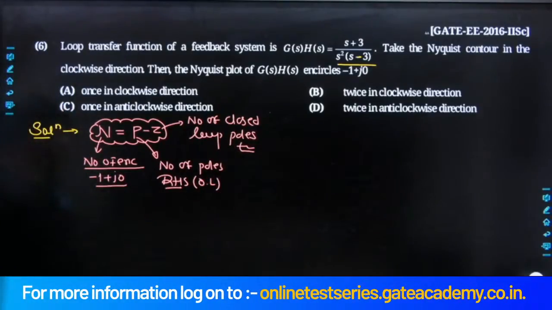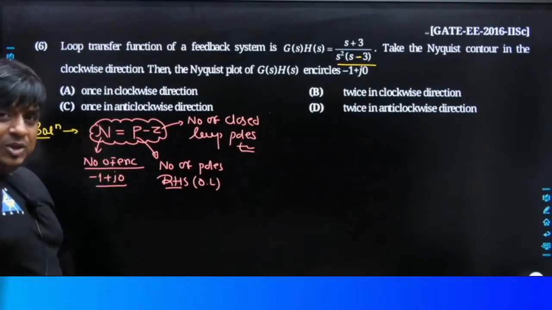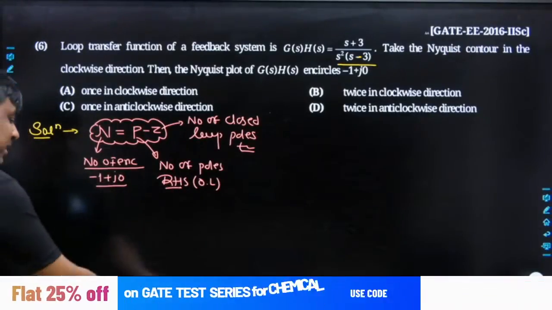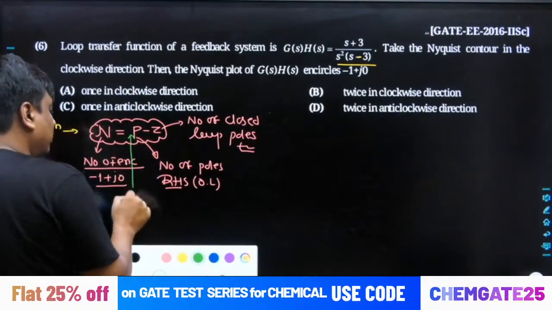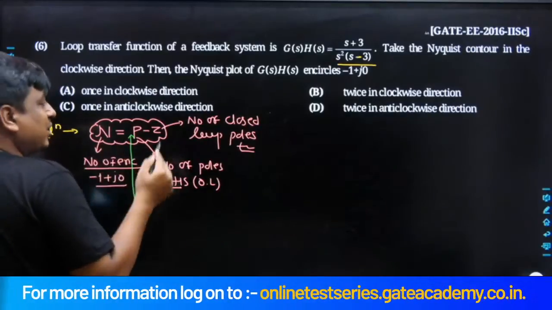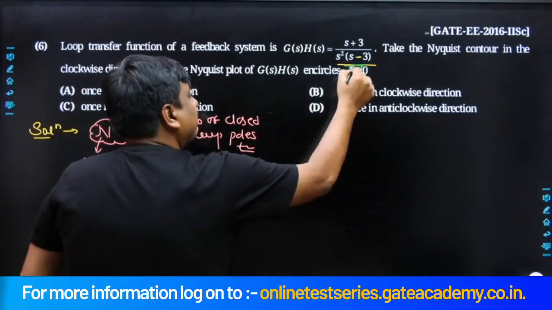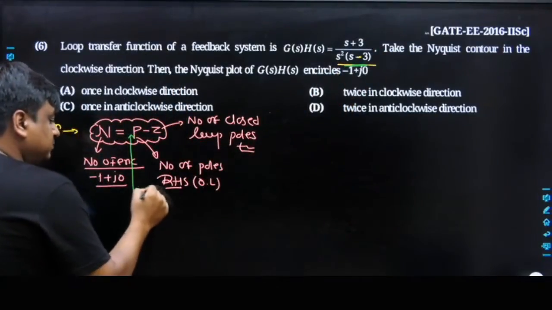Now the person, what is he doing? He has not been focusing on the Nyquist plot at all. He has been focusing just on this mathematical expression. In this expression, at least the person knows the number of open loop poles the given OLTF has towards the right hand side of the S plane. Because of S minus 3, we have one pole towards the right hand side of the S plane. So the value of P is 1.